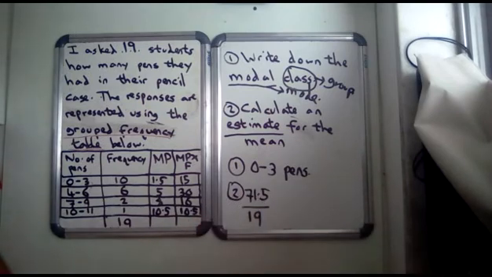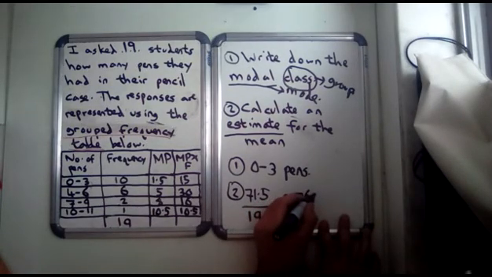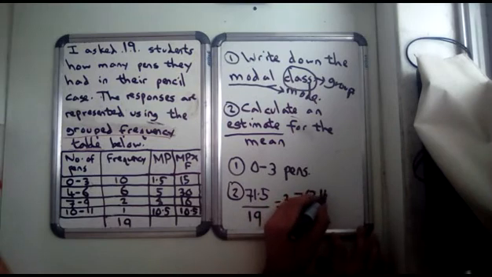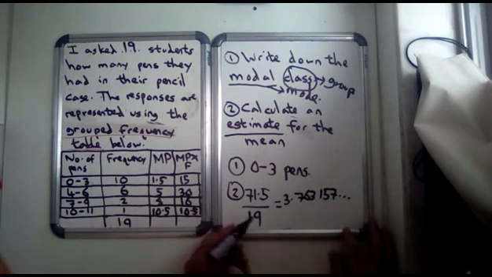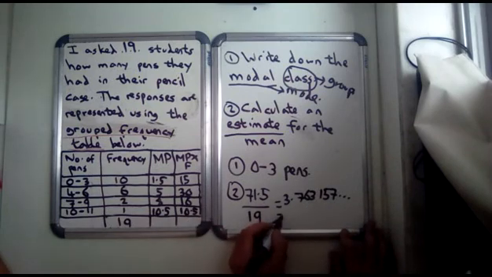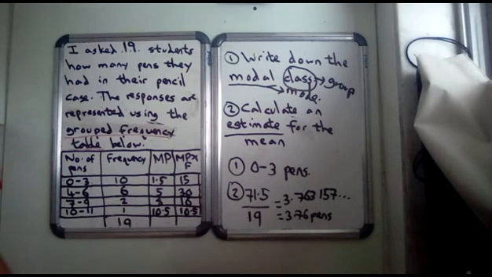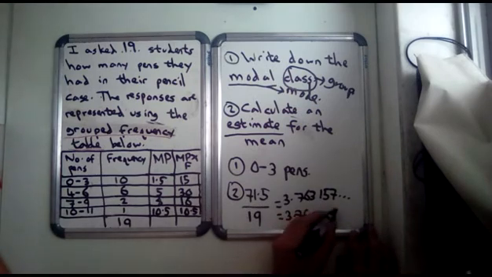So 71.5 divided by 19, I am going to have to cheat for that. 3.76315, it goes on. So we're going to round that to 3 significant figures, which is 3.76 pens. So the mean, according to this data, the estimate of the mean is 3.76 pens, to 3 significant figures.